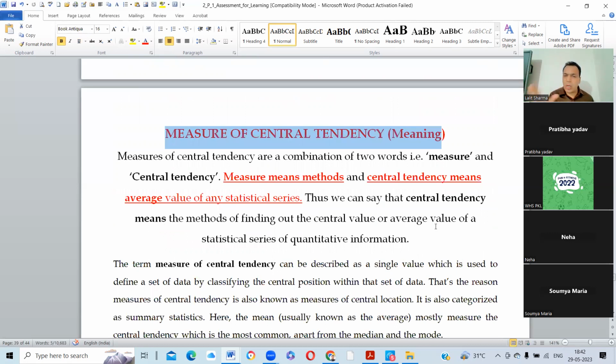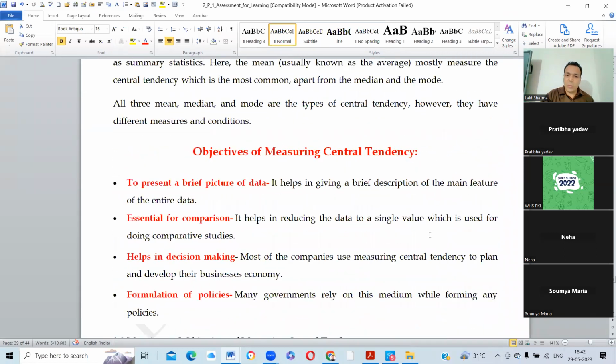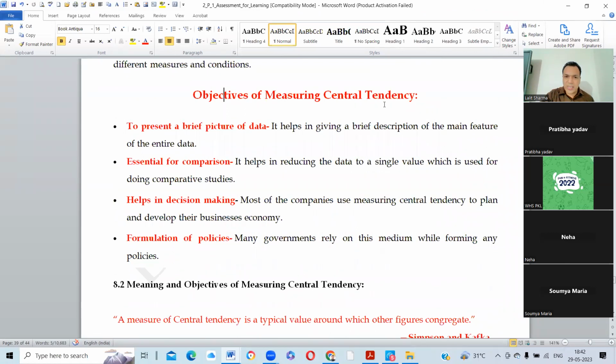It is the same as what we have talked about statistics. Statistics means averages. Sanna Bowley has said that statistics is a science of averages. Similarly, central tendency means we talk about averages. What are the objectives of measuring central tendency? To present a brief picture of data. What is central tendency? You have come to know, na. Average nikalna.